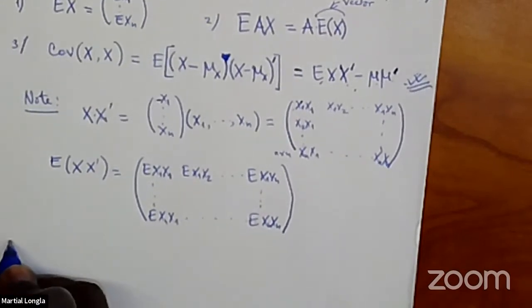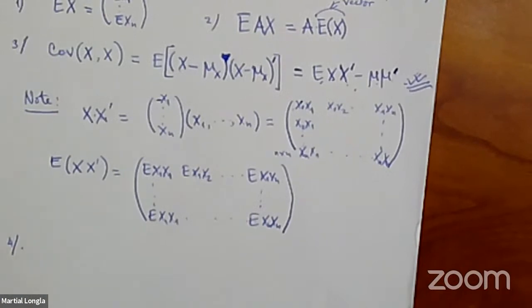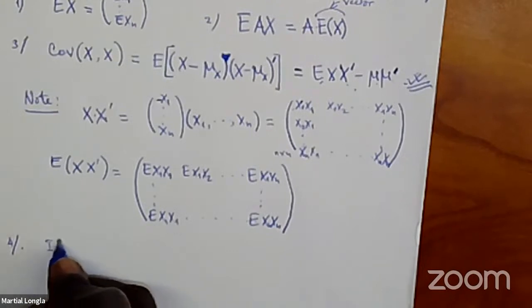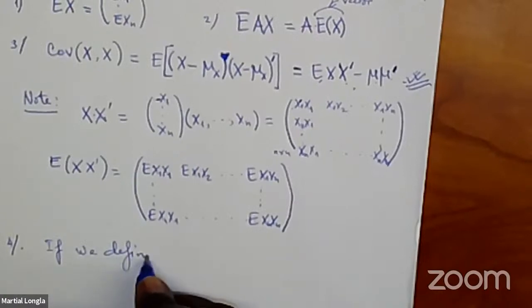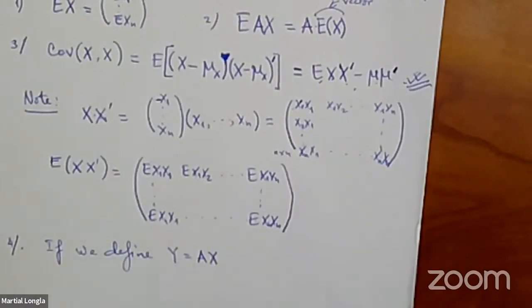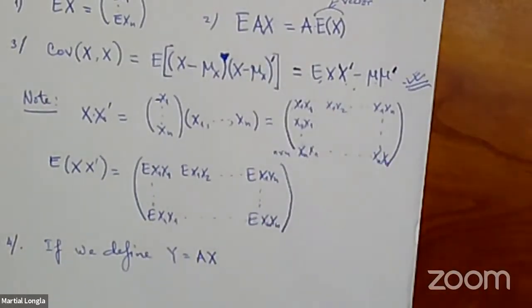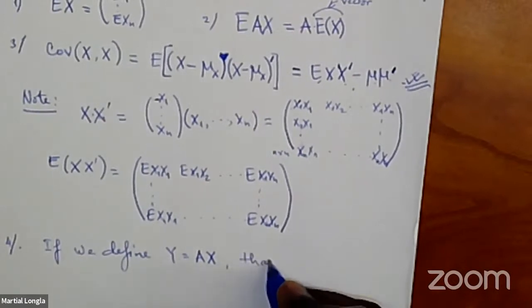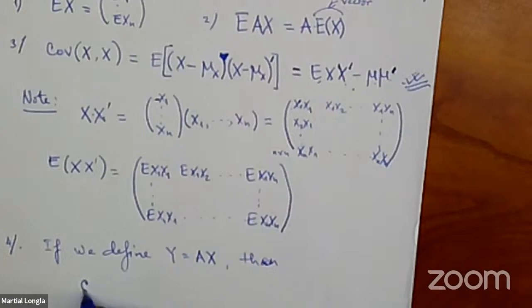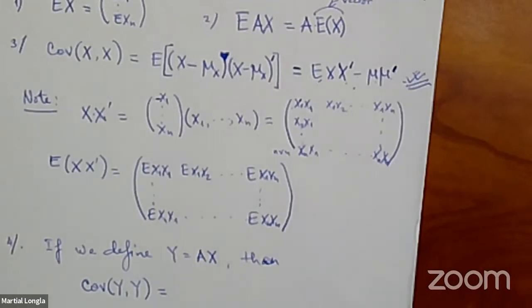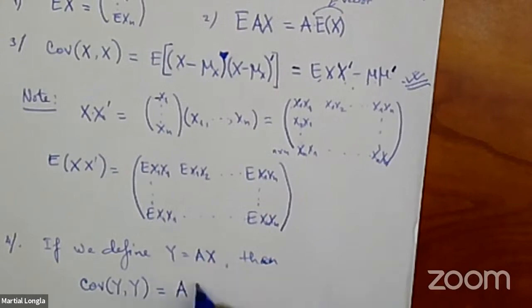Now, if we define Y equals A times X as written here, then the covariance matrix of Y is going to be A times the covariance matrix of X times A transpose.